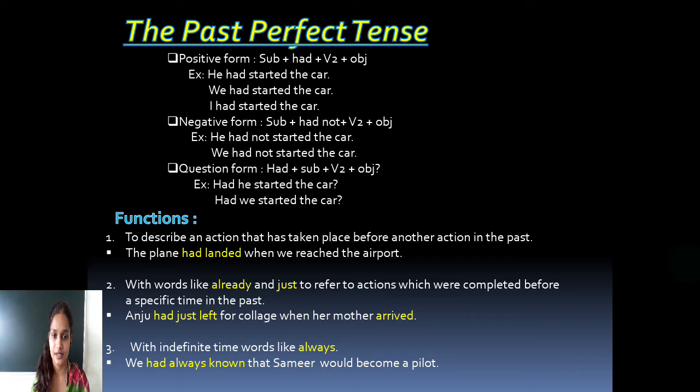So it is for a specific time in the past. Third, with indefinite time words like always. We had always known that Sameer would become a pilot. यहाँ पे जो टाइम है वो फिक्स नहीं है, so हमेशा से पता था कि समीर पायलट बनेगा. So it is for an indefinite time. So we use past perfect tense for this.